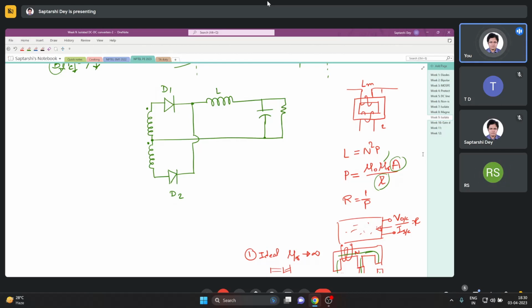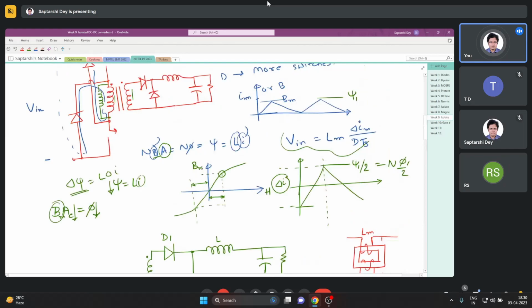But where will we need it? We will need larger Lm in the case of flyback converters, because we want it to store energy. For a forward converter, we will want as small an Lm as possible, because that will make, you see what is happening.